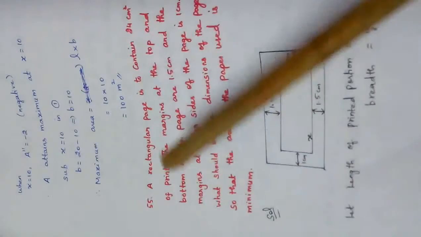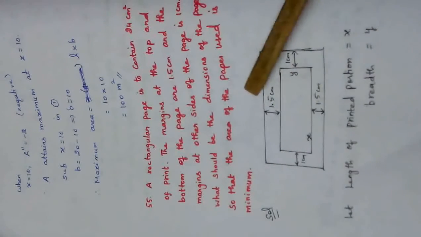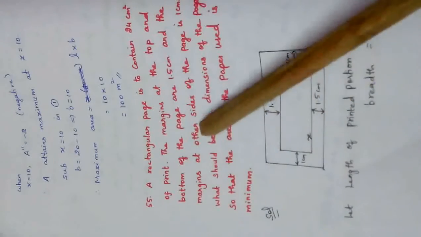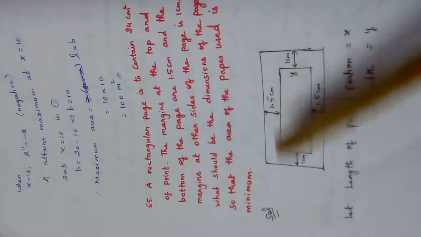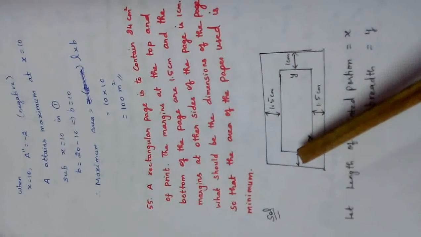Margins at the top and bottom are 1.5 centimeters. So this margin and this margin are of length 1.5 centimeter. Margins at the other side, so these sides should have a margin of 1 centimeter. So this is 1 centimeter, this is 1 centimeter.